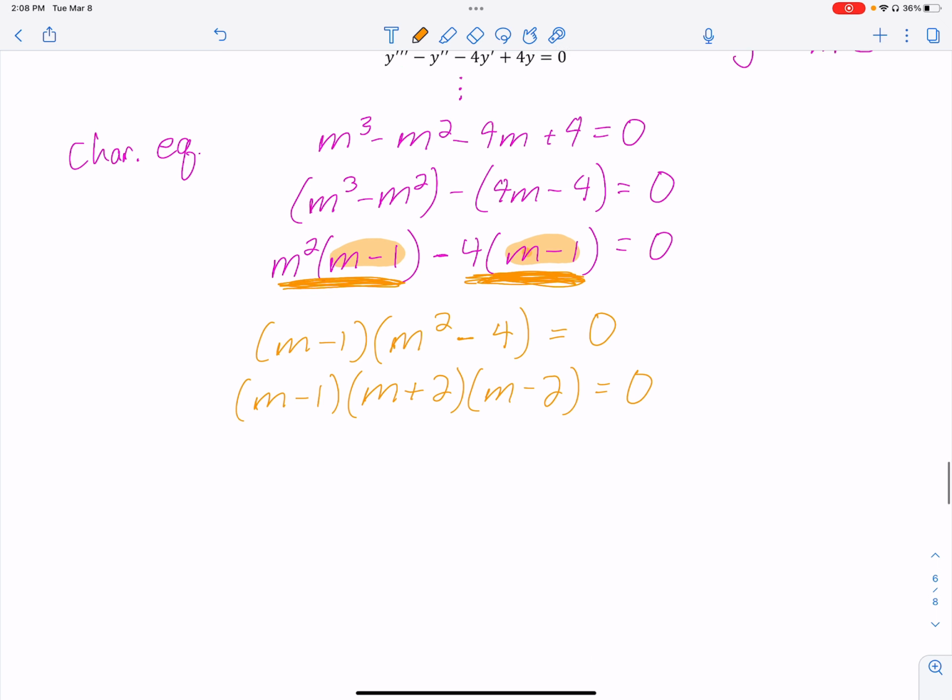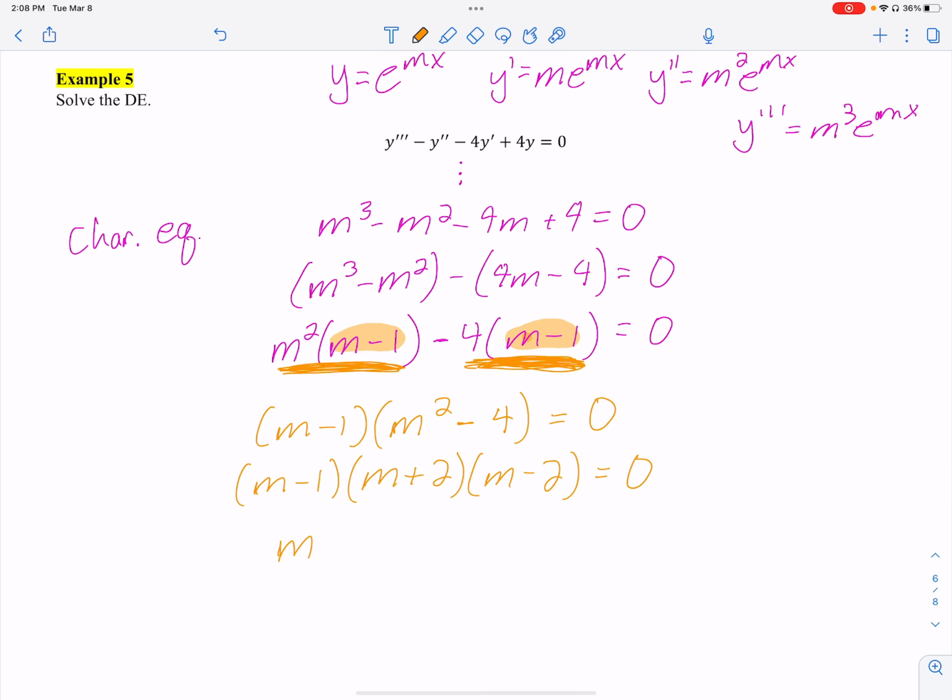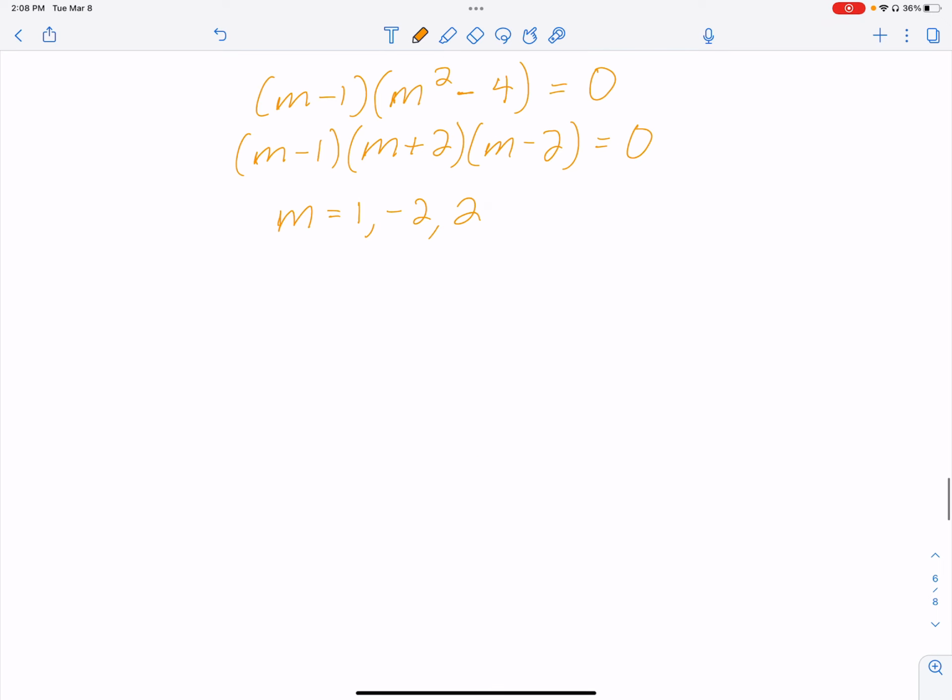There we go. It's completely factored. Now I actually have solutions. I got 1, -2, and +2. So the solutions for my equation, since I got real numbers, is y1 equals e to the 1x, y2 equals e to the -2x, and y3 equals e to the +2x. If you want to put the negative last or first, you can.